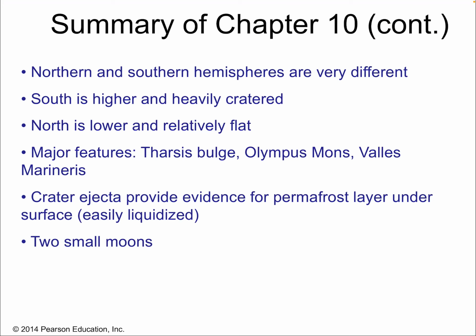And where did the ocean used to be? So the potential previous ocean would have been in the northern hemisphere. The major features, we got that really high continent, the Tharsis Bulge. We have Olympus Mons and Valles Marineris. The crater ejecta provided evidence for a permafrost layer under the surface, which was easily liquidized, and the two small moons.